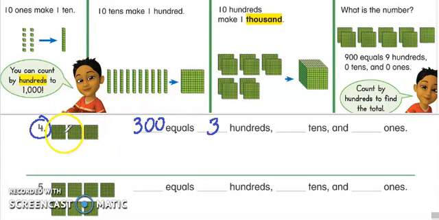How many tens do I see? Well, tens look like this, longs. So I don't see any tens. When I don't see any tens, I'm going to write 0. Now it's asking me if I see any ones. As you see here, ones look like this, so I don't see any ones either. So I am going to write just 0.